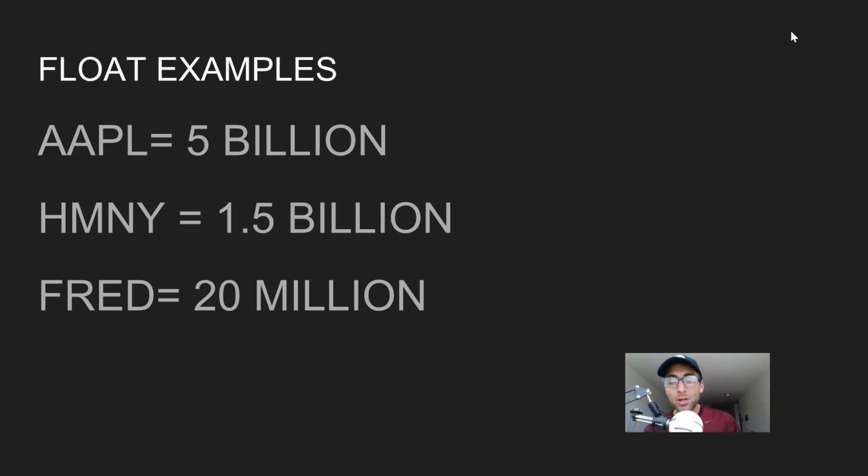So we have Apple with 5 billion shares of float, HMNY with 1.5 billion, and then this company I'm pretty bullish on currently called Fred. Fred has 20 million shares in the float. So that means if Apple has good news on one day, if let's say 10% of the investors trade their shares, the stock can only move a certain amount because it's got 5 billion more shares that need to be traded in order for the price to increase a lot.